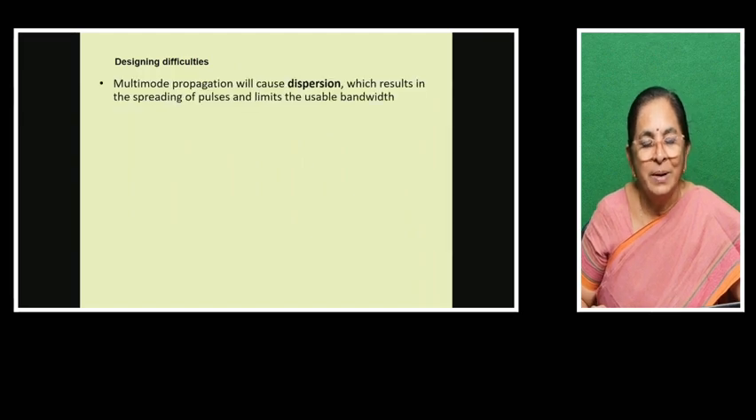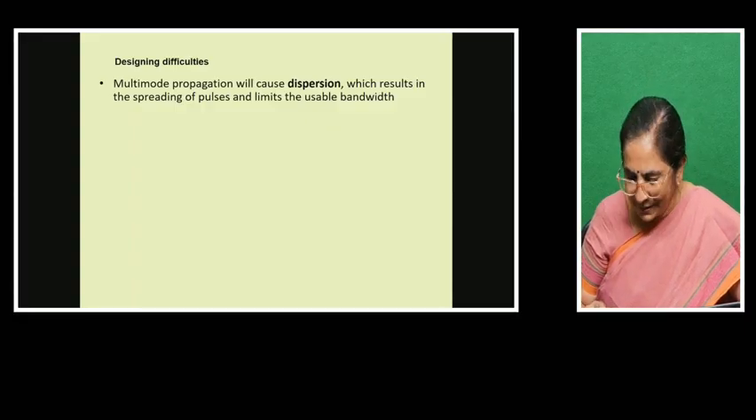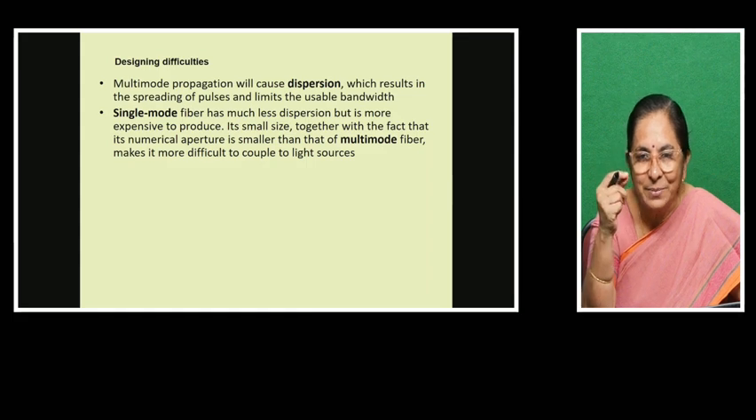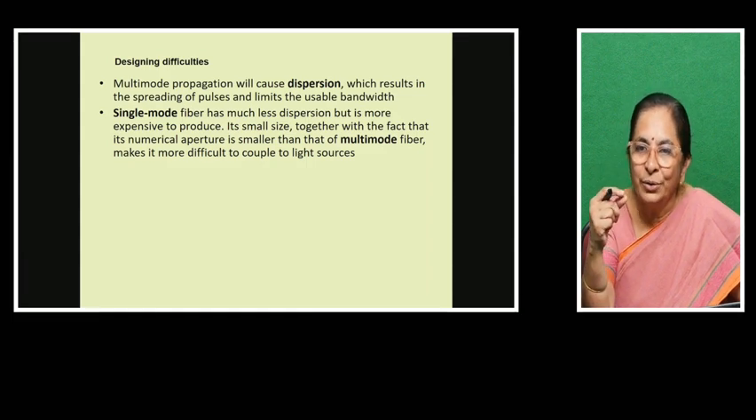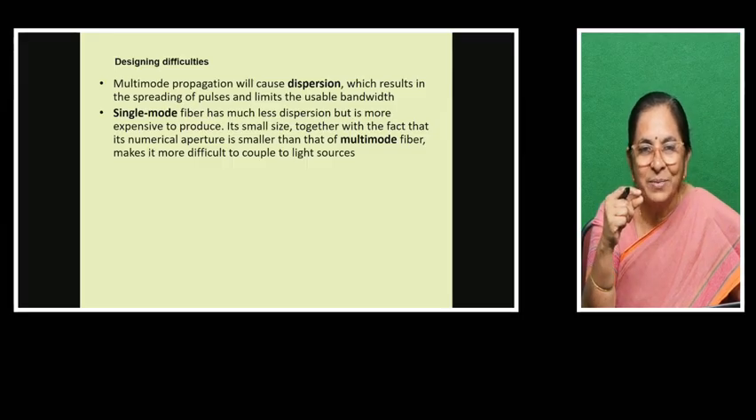Designing difficulties. Multimode propagation will cause dispersion, which results in the spreading of pulses and limits the usable bandwidth. Single mode fiber has much less dispersion but is expensive to produce. It is very small and its numerical aperture is much smaller than the multimode fiber, which makes it very difficult to couple to light sources. In the earlier pictures you have seen that the diameter of the core is very small. So if you want to couple it with a light source like an LED or a laser diode, it is a bit difficult because its diameter is very small.